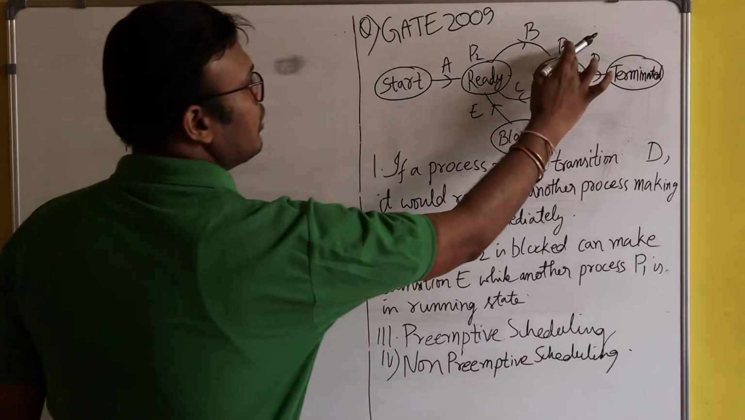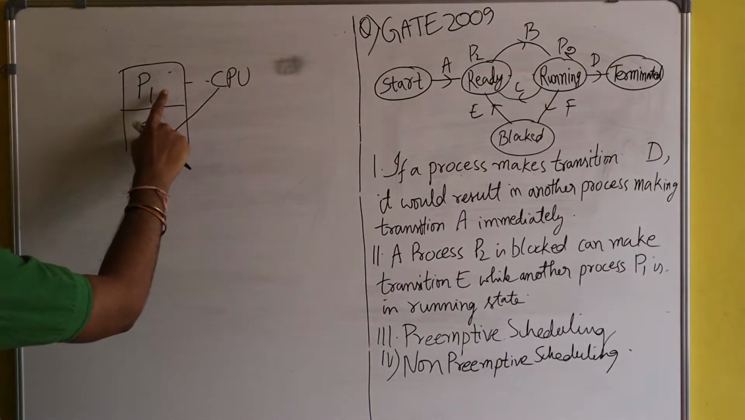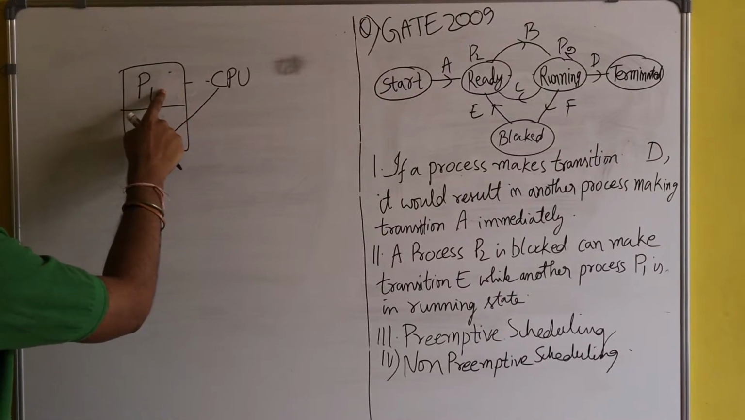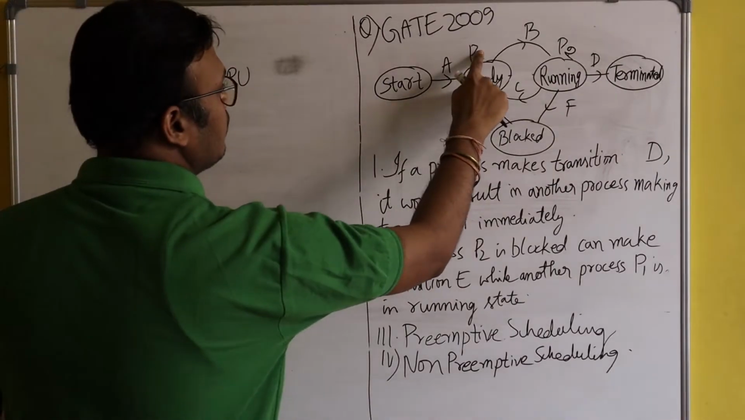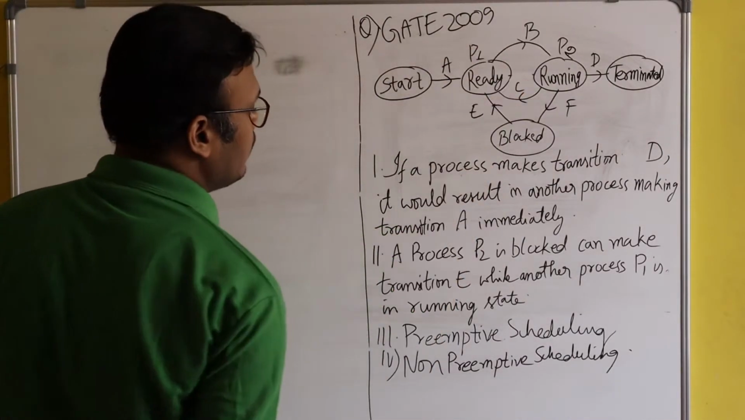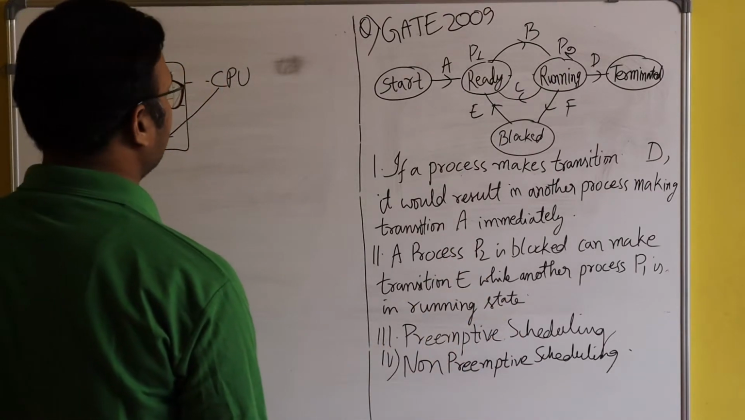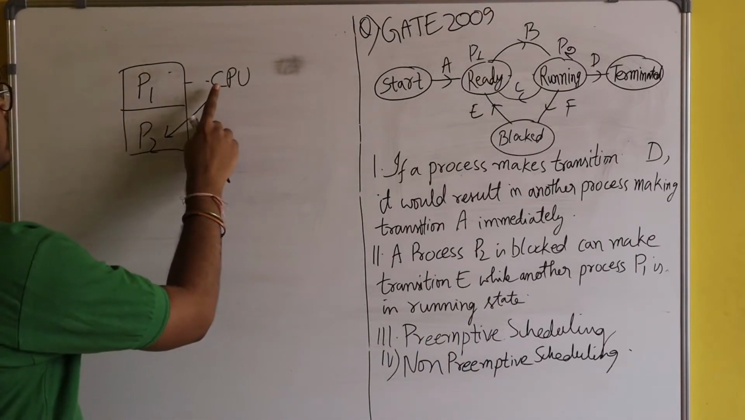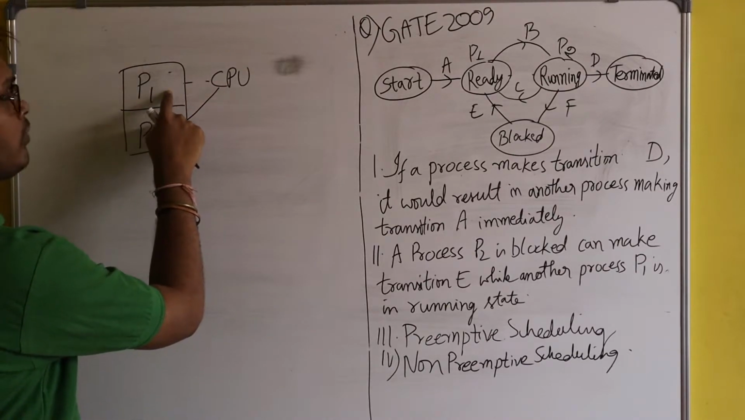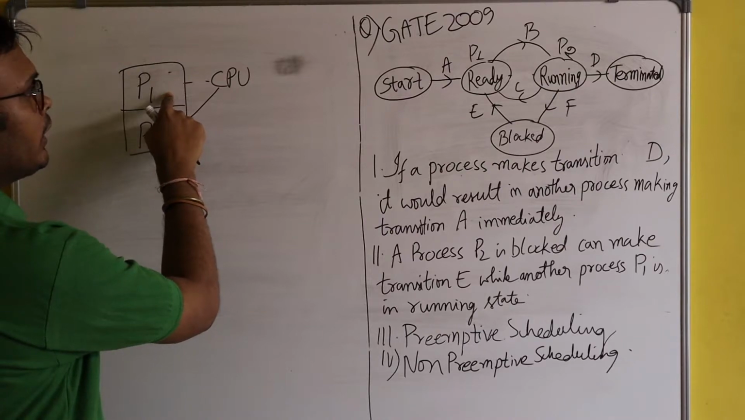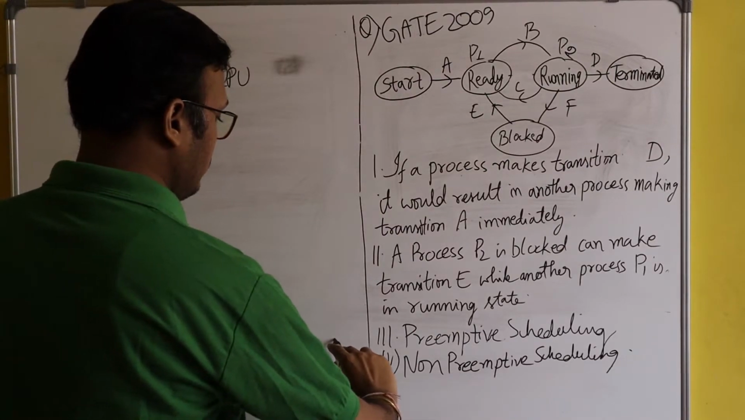So here you see process P2 is running. And what's the state of process P1? Since CPU is not with process P1 and process P1 is in the RAM, the state of P1 is ready state. So definitely the preemption is happening, because the CPU switched from process P1 to process P2, even though process P1 did not get completed. So here you see preemptive scheduling.